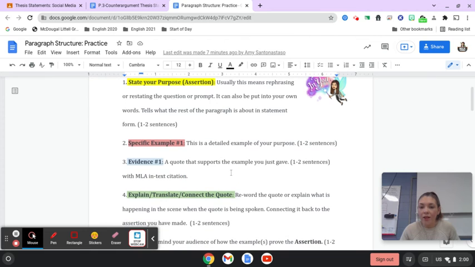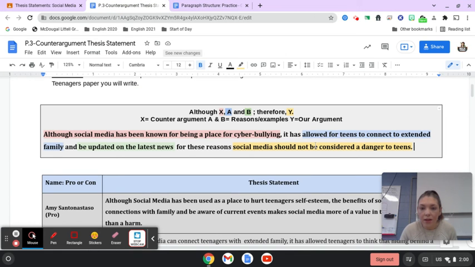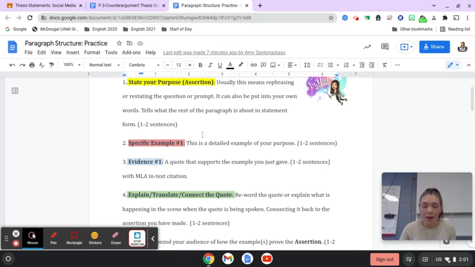Specific example number 1. This is where you give me a very specific example of what you're talking about. So if in our counter argument, let's see, specific example. If my first body paragraph is going to be about how teens were able to connect to extended family, I'm probably going to talk about or say that there is a connection to family members who live in Ireland, or connection to family members that you don't get to see as often. I'm going to be as specific as possible. This is taking me to the example as specifically as possible.